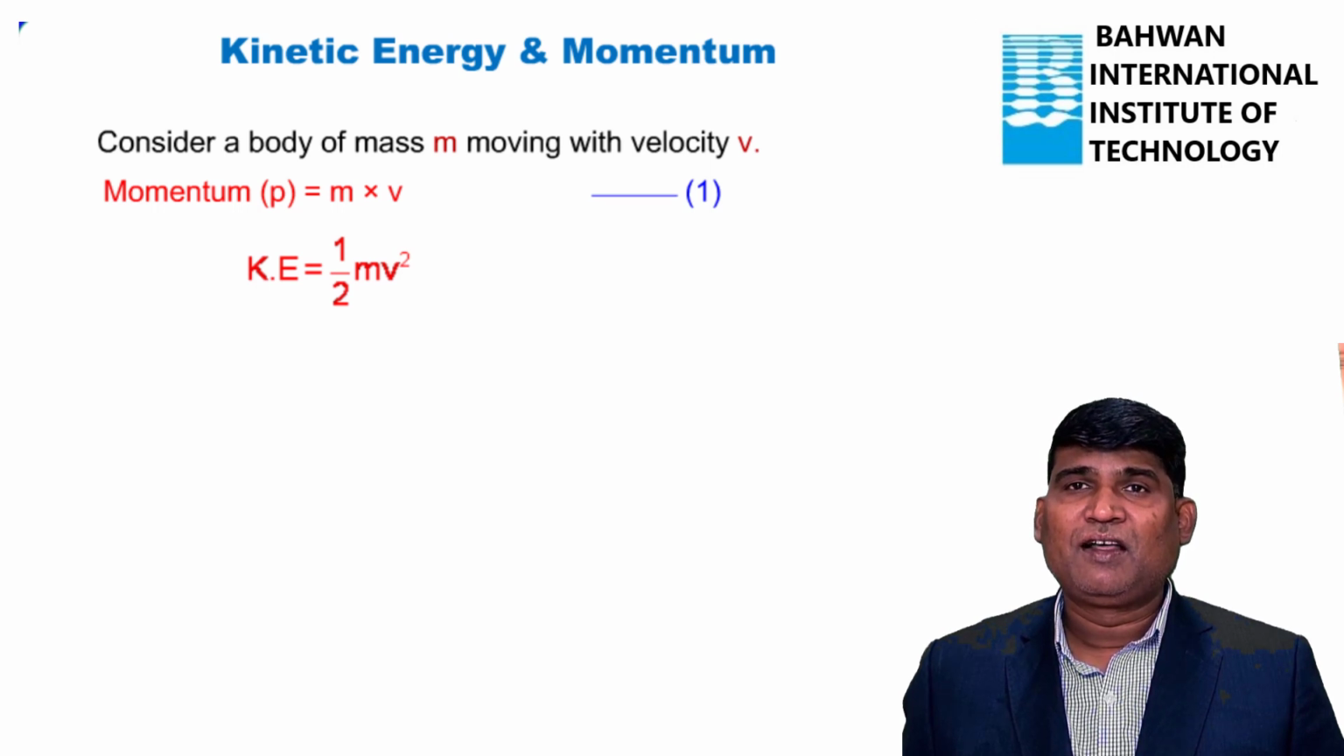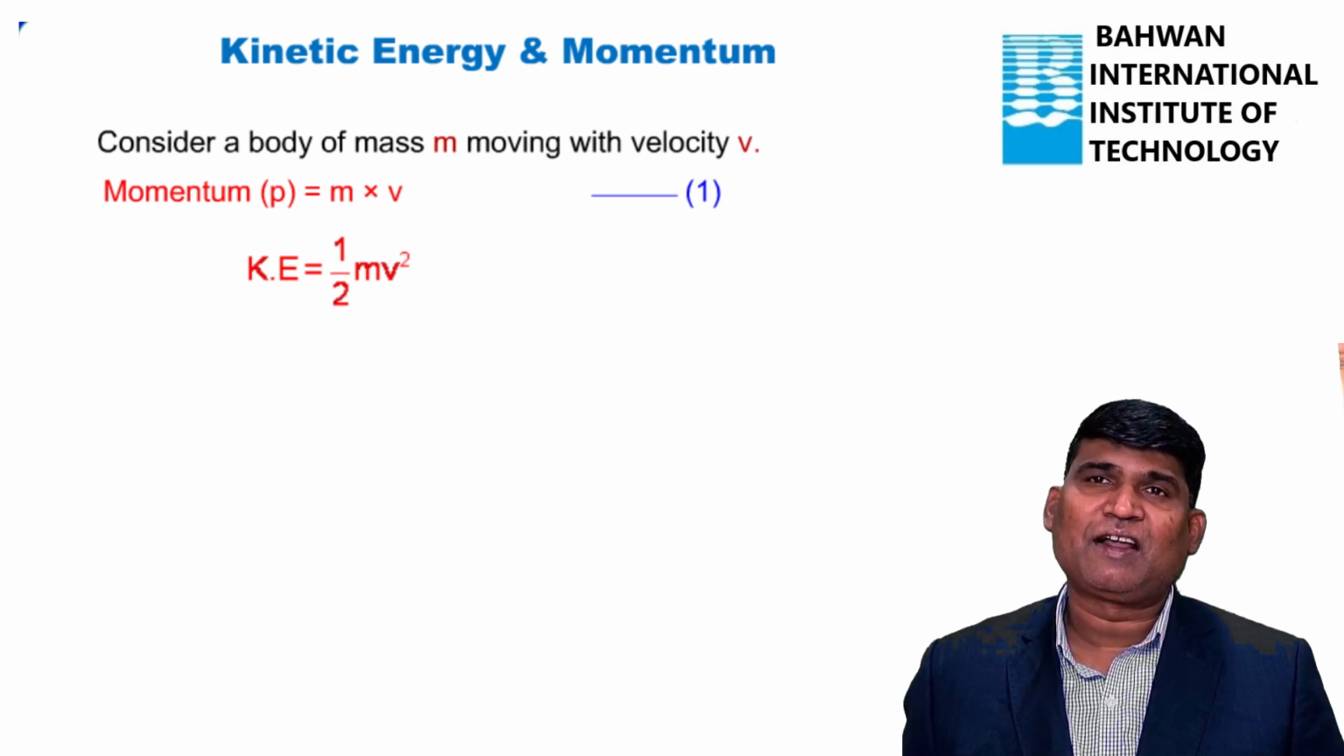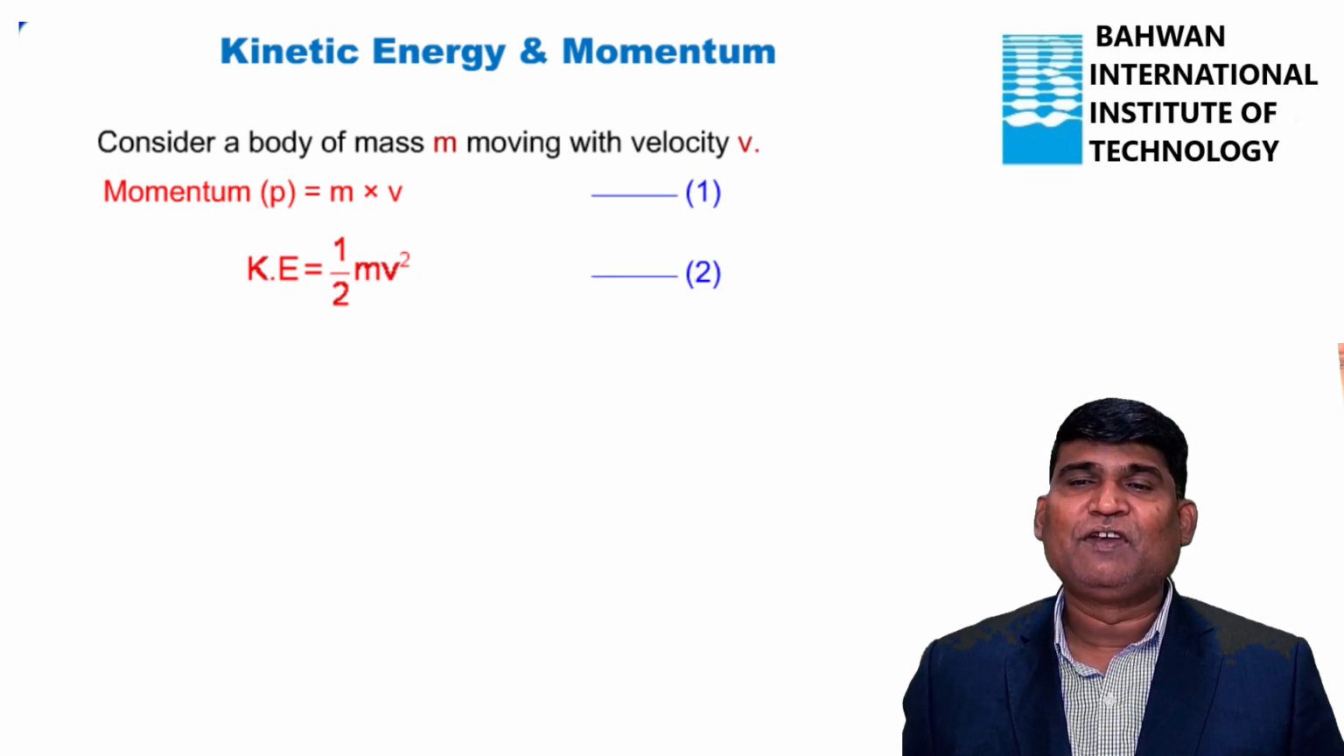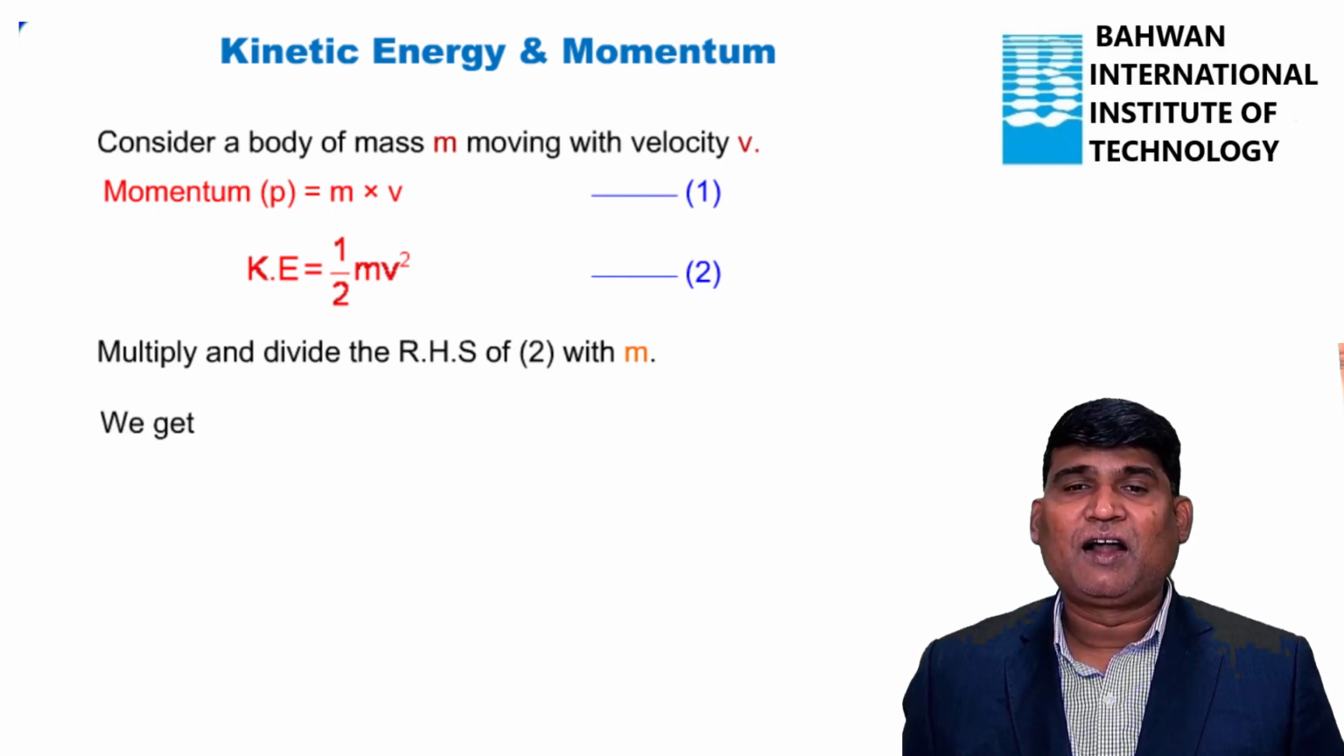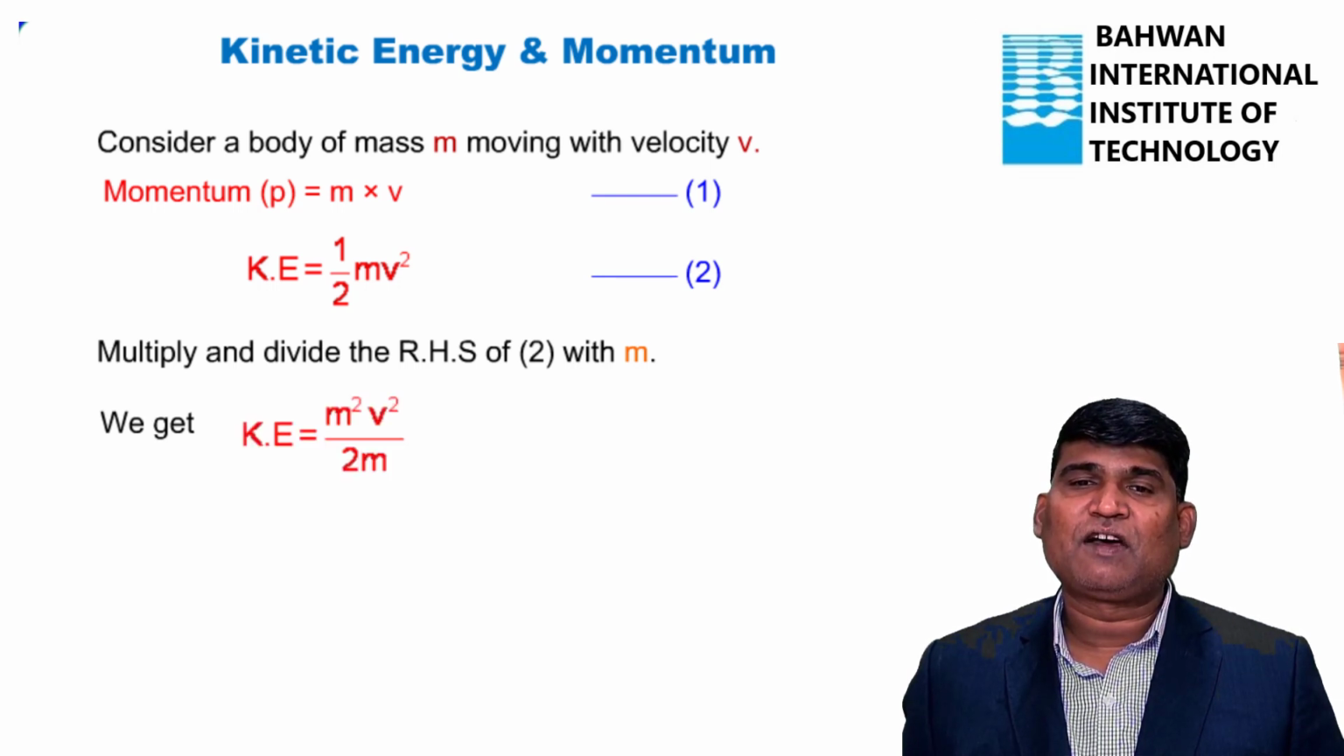And we got the kinetic energy expression. Just now we derived that KE is equal to half mv square. Now these two, when we use them, so when I take this equation 1 in equation 2, or if you multiply and divide the right hand side of equation 2 with m, we get KE is equal to m square v square by 2m.